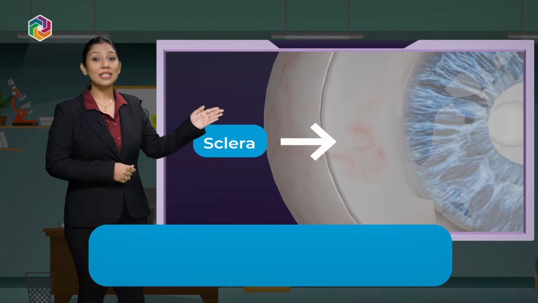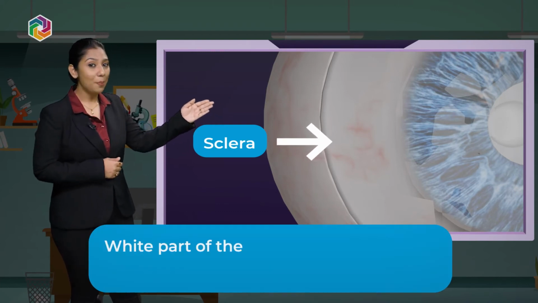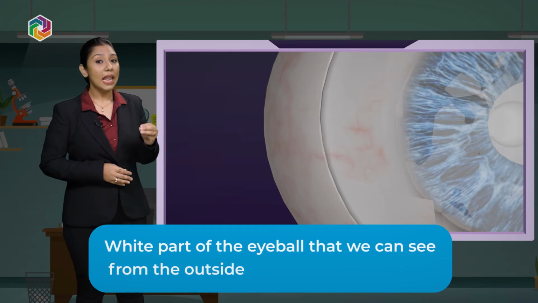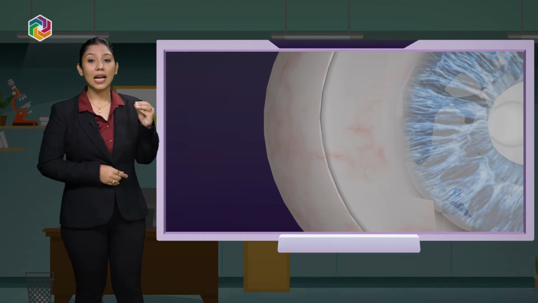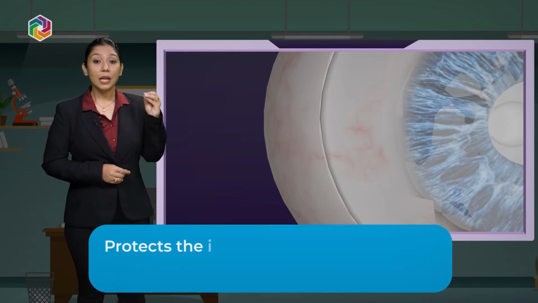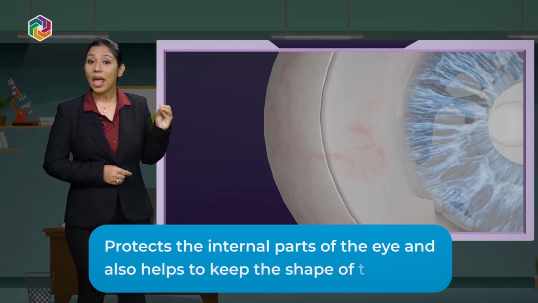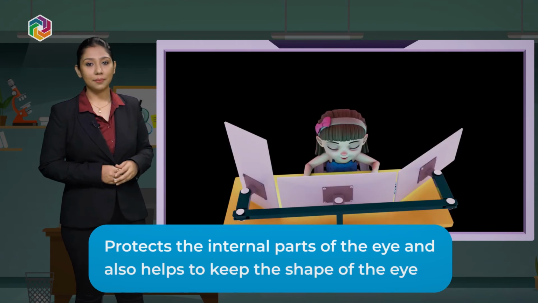The sclera is the white part of the eyeball that we can see from the outside. Sclera is fibrous and contains collagen. It protects the internal parts of the eye and also helps to keep the shape of the eye.